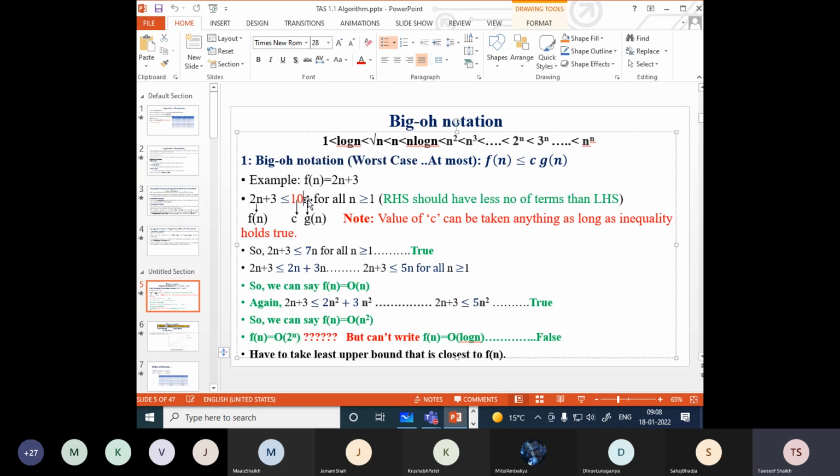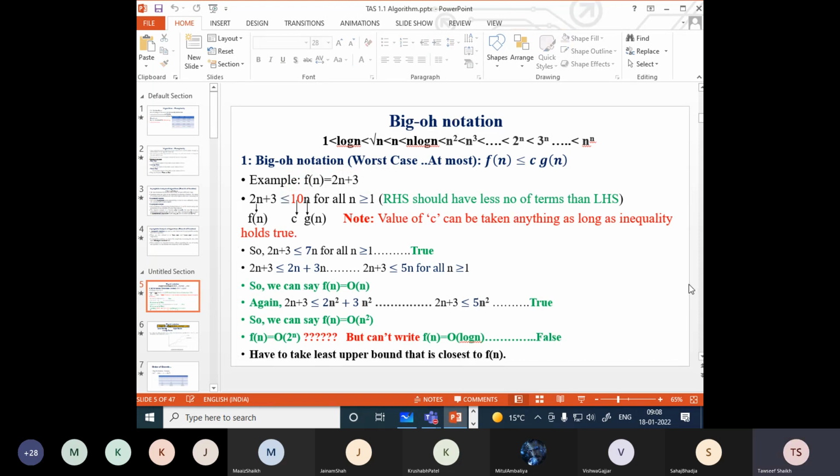So we can multiply this n with anyone as long as two conditions are met. One is that the right hand side should follow this condition always, and the right hand side should have fewer terms than the LHS.